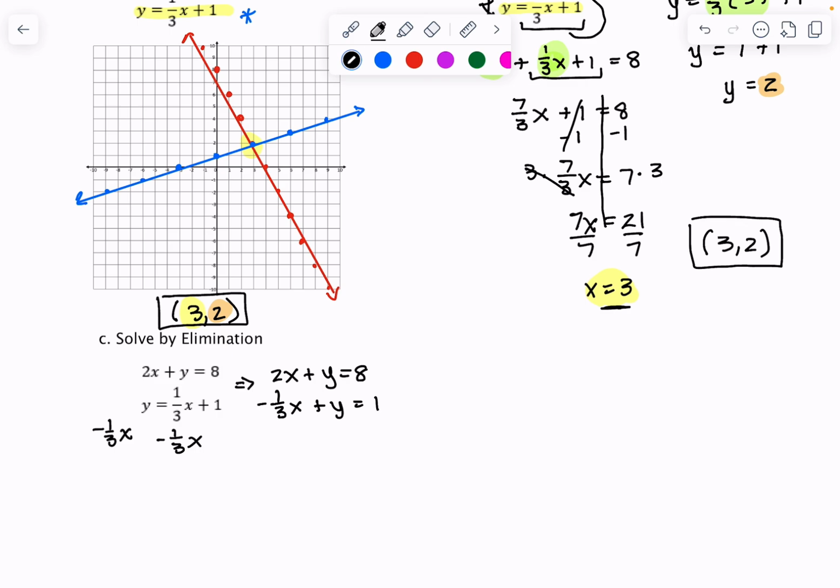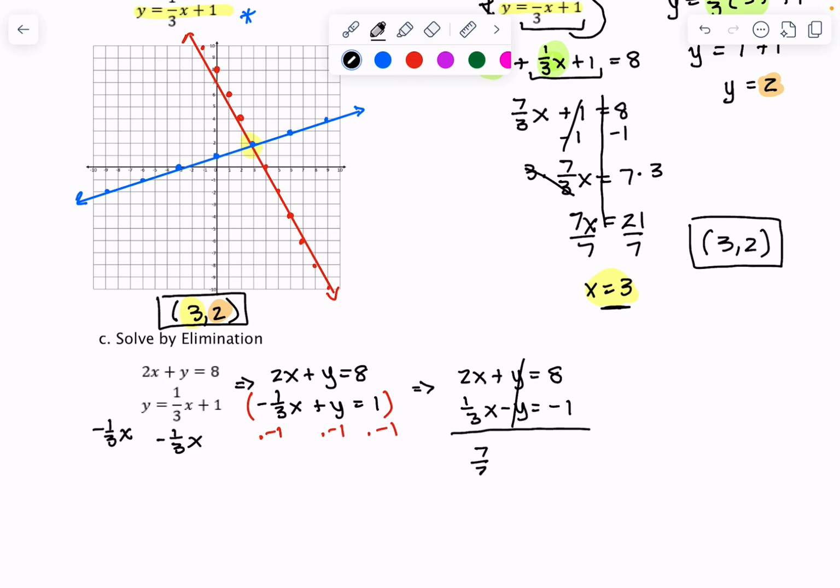Got to do kind of a painful thing here. I'm going to have to multiply this bottom equation by negative 1 because I want those y's to eliminate. When I do that, I end up getting 2 more equations. Notice how much harder this is. And I get positive 1/3 x minus y equals negative 1. The y's cancel, which is what we want, but now we've got to add 2x plus 1/3 x.